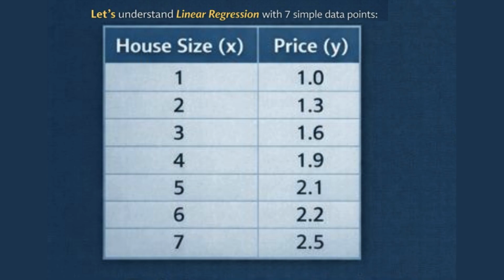To understand linear regression properly, we're going to work with a very small data set. Not thousands of points, not fancy data, just enough to see every step clearly. Here, X represents house size and Y represents house price. These numbers are small on purpose, so we can actually calculate everything by hand.